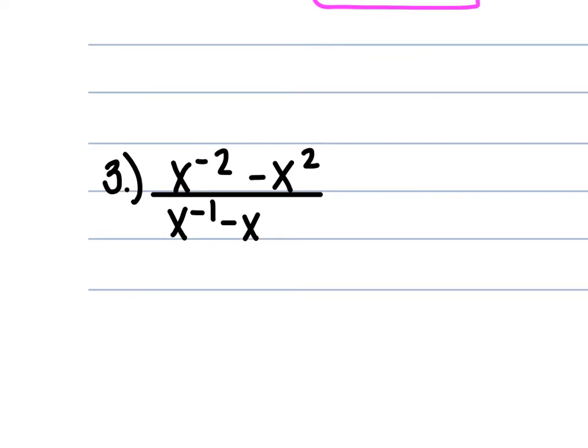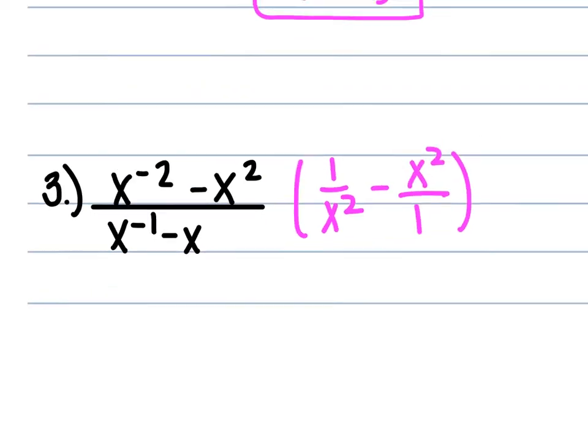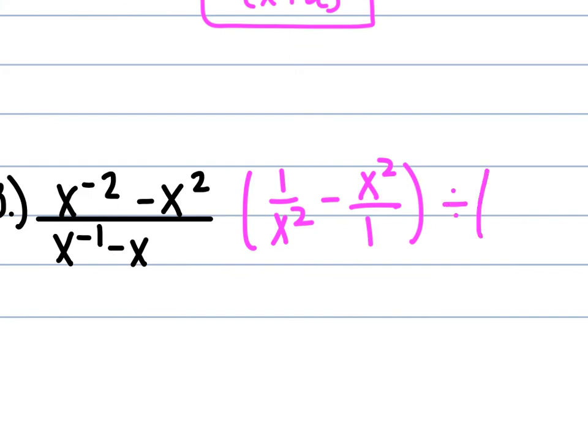For our next one, we have x to the negative second, so that's 1 over x squared, minus x squared over 1, divided by 1 over x minus x over 1.